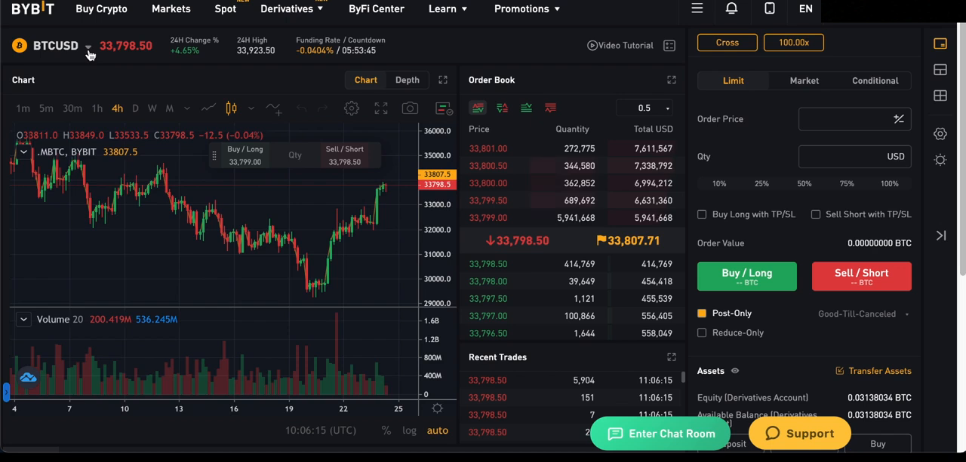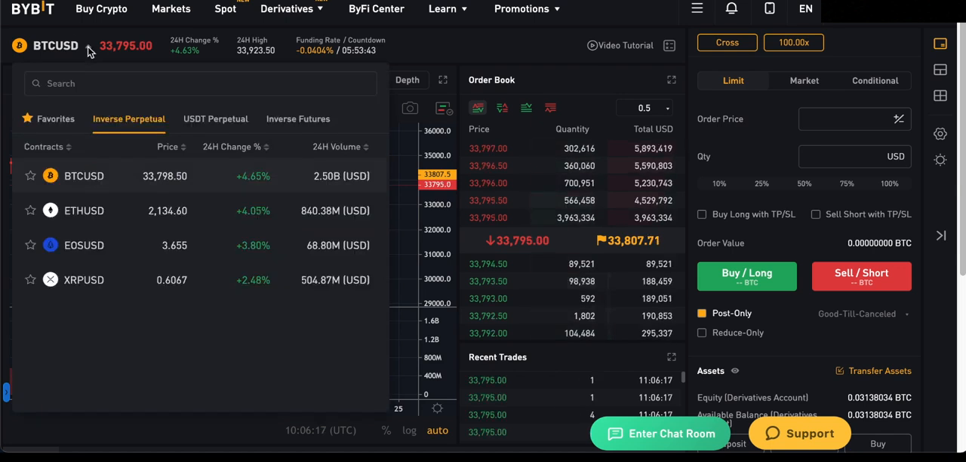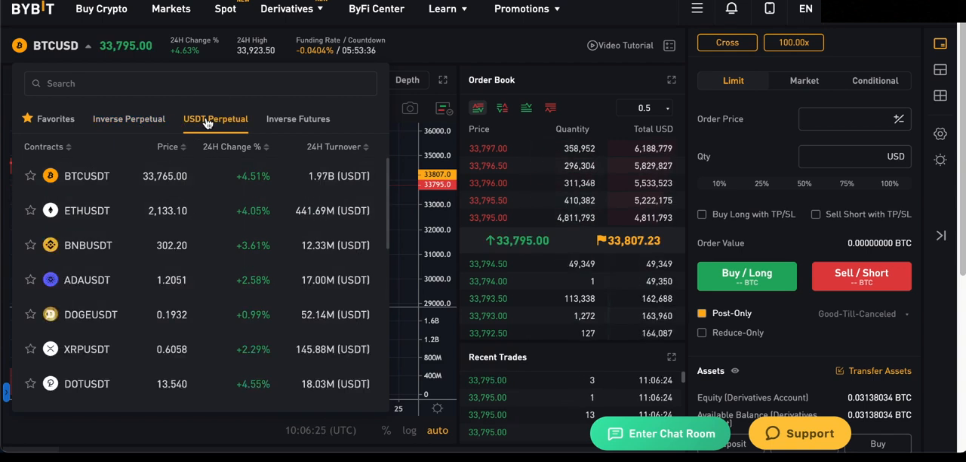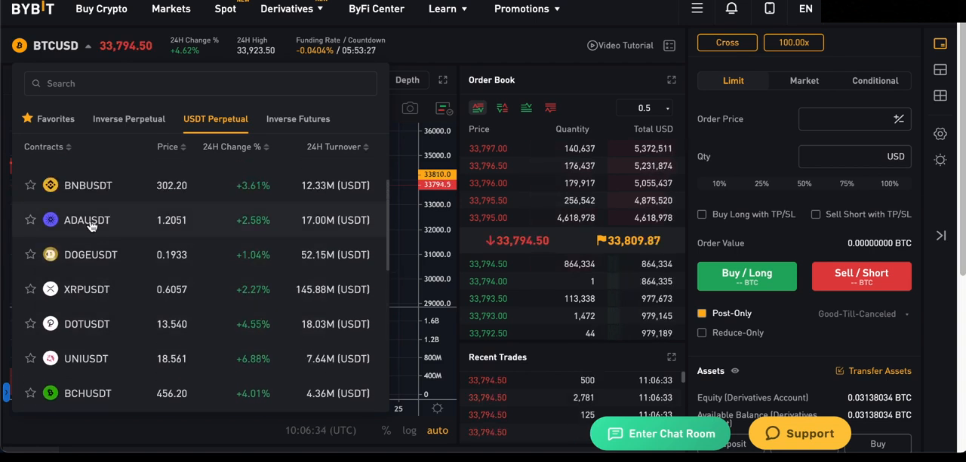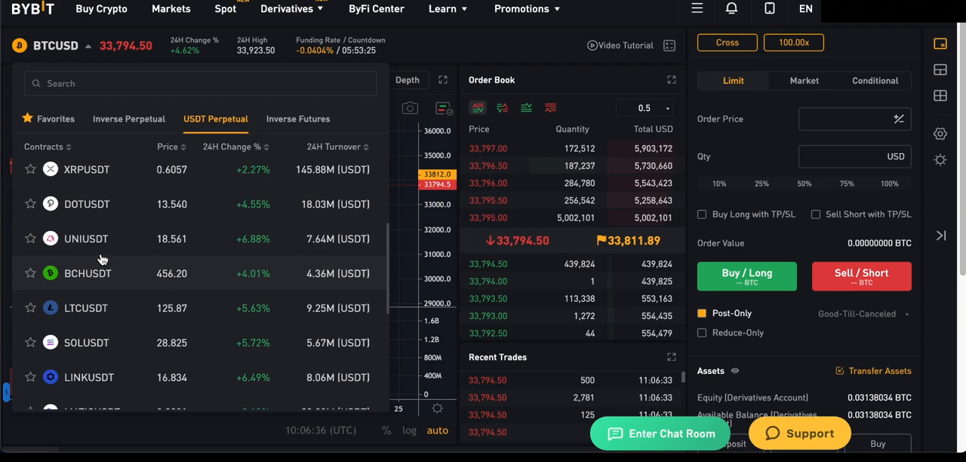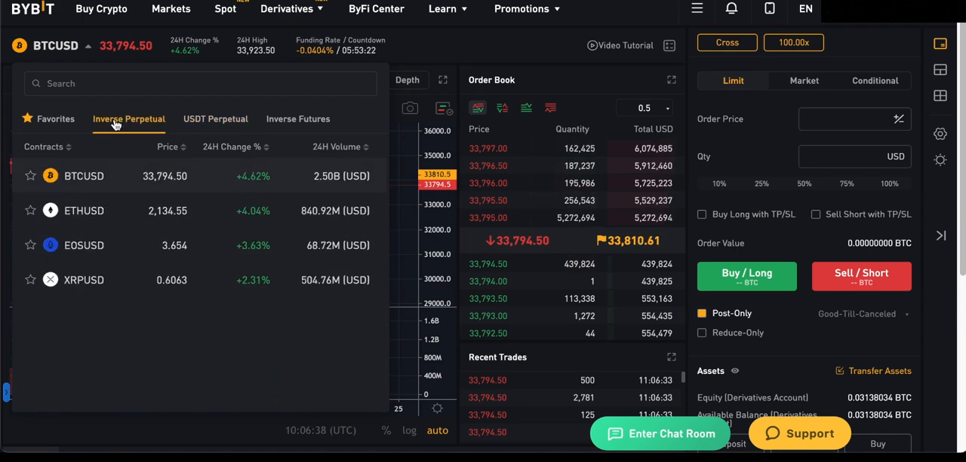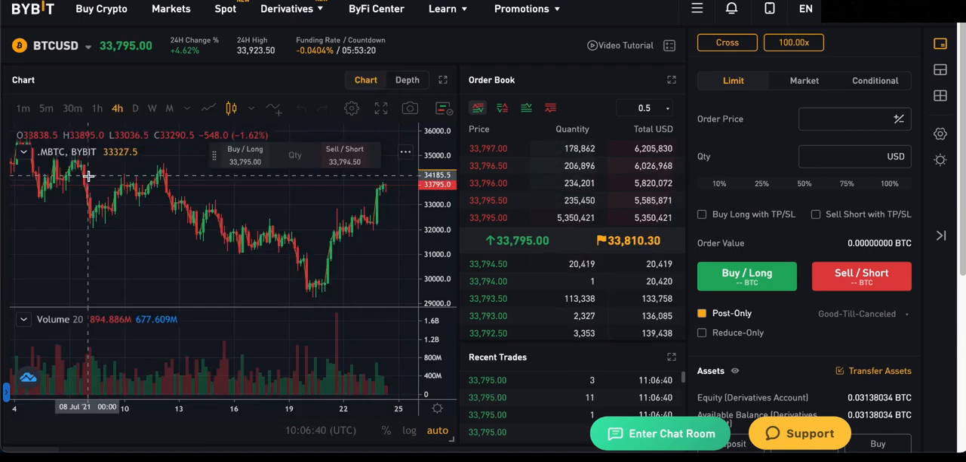On the top left hand corner, we can come down and choose our market. So we're in inverse perpetual right now, and you can choose these 4 markets right here. USDT perpetuals, you can see you've actually got a few different markets. Bybit have added ADA trading, Doge trading as well, and a few others. We're just going to keep it simple with inverse perpetuals right here. Just choose the Bitcoin market.